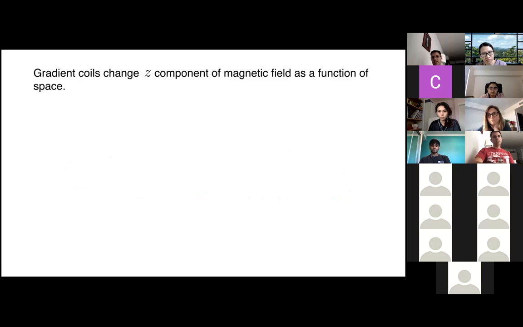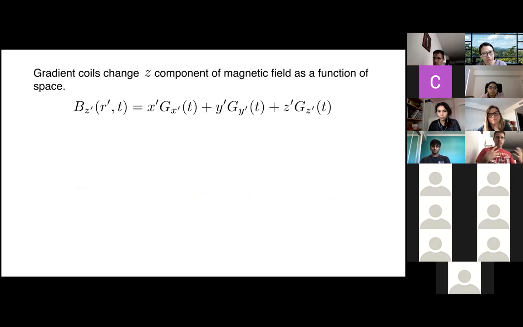Okay, so these gradient coils change the Z component of the magnetic field as a function of space. So here is that magnetic field. It's in the rotating frame, not the lab frame, so we don't have the B naught as before. What we have is just the Z field, which is X times the GX value plus Y times the GY value plus Z times the GZ value. If GY and GZ are off, and let's say GX is 1, then the Z field is going to go up to the right and down to the left of the patient. So we're changing the external magnetic field as a function of space with these gradient coils.